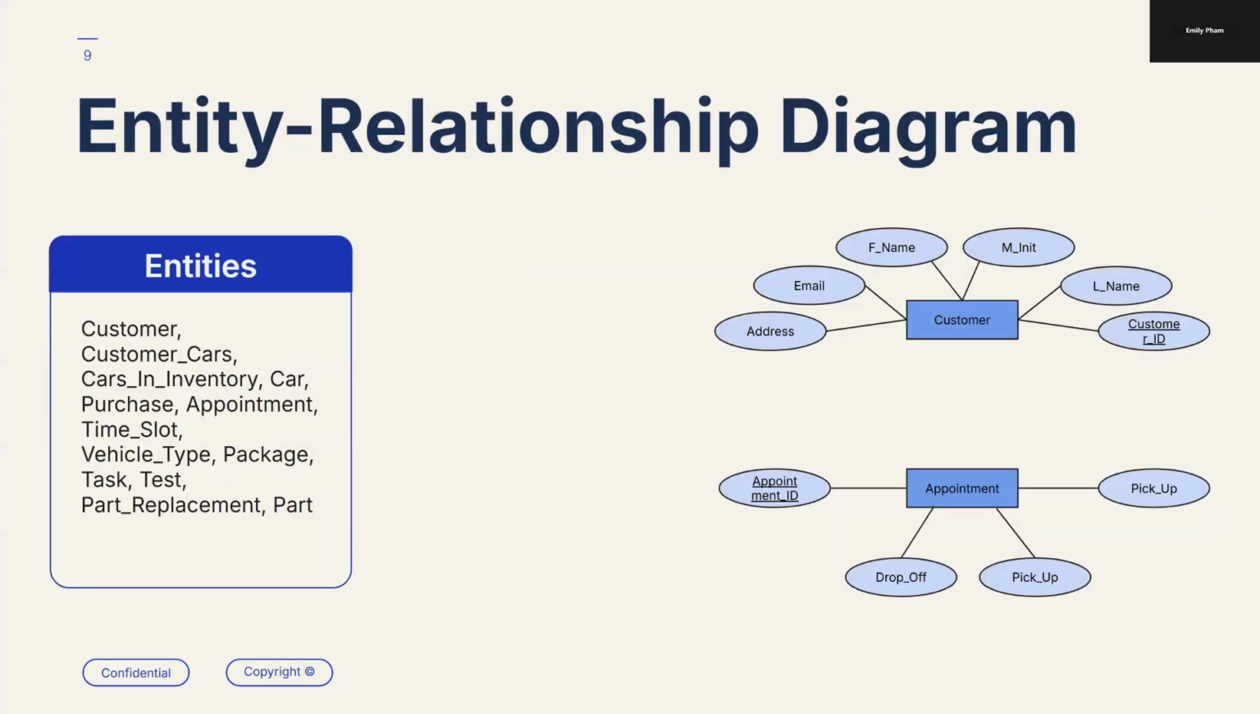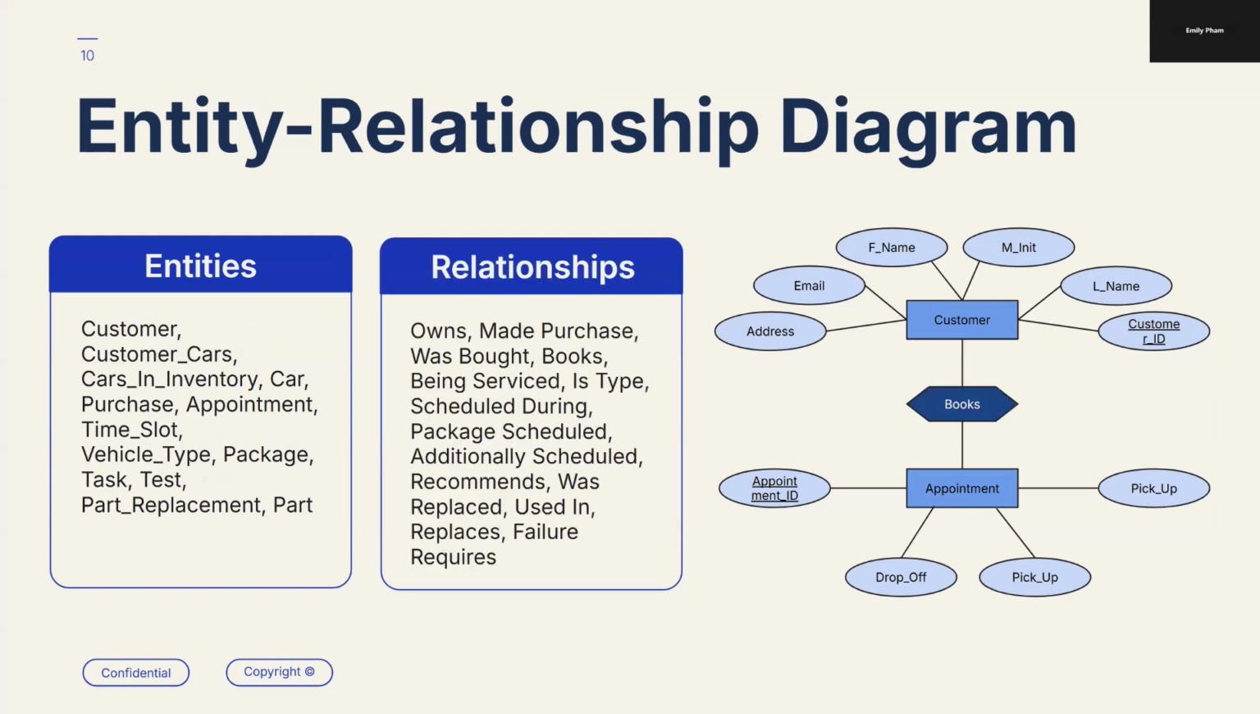For the first part of our ER diagram, we have a collection of entities along with their attributes. The table here to the left is a list of all the entities we have present in our entire diagram, while pictured here on the right is a small example from our overall diagram, showing two entities, customer and appointment, together with their specific attributes.